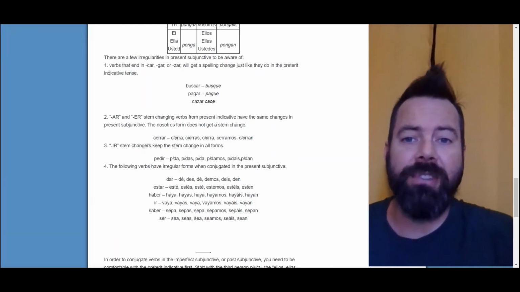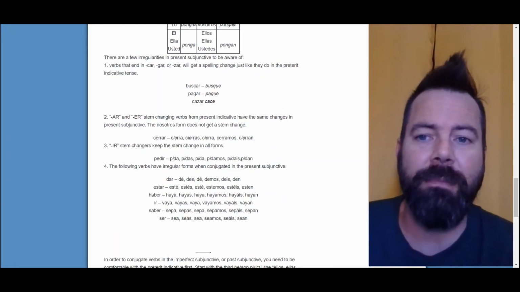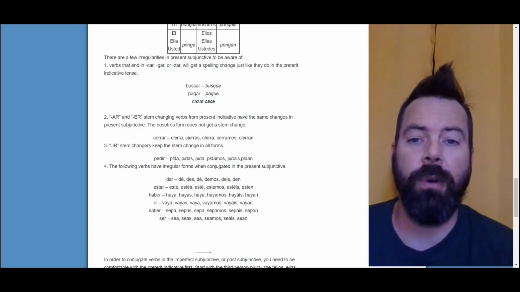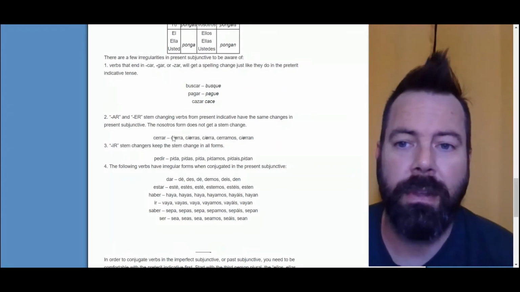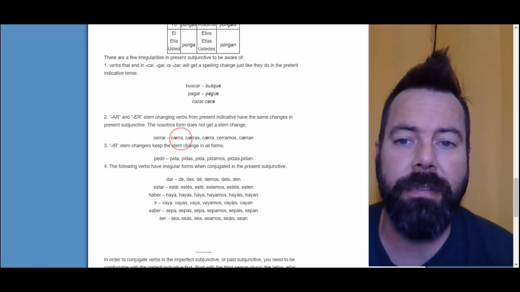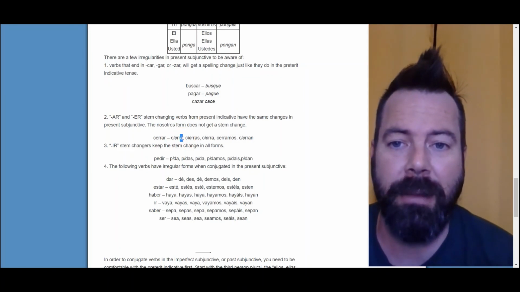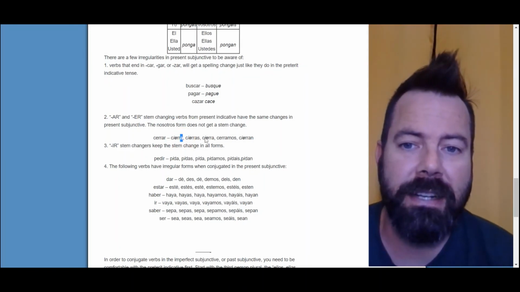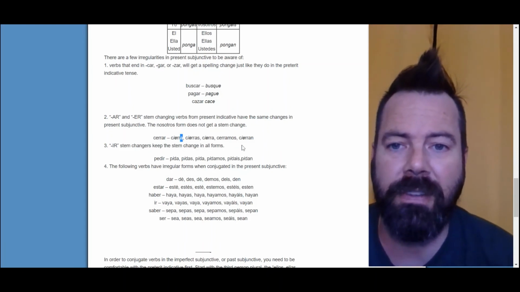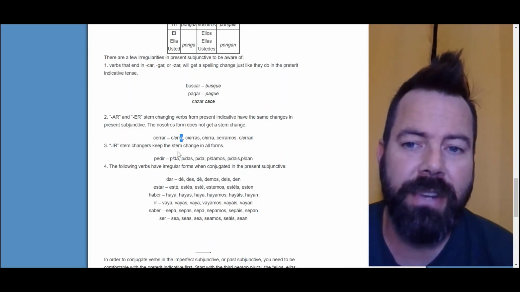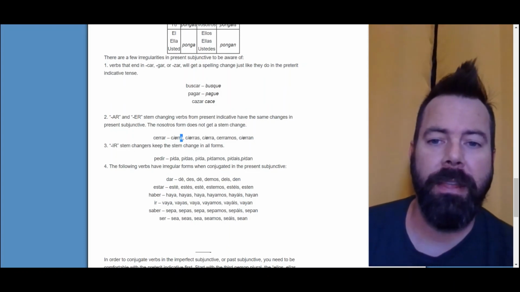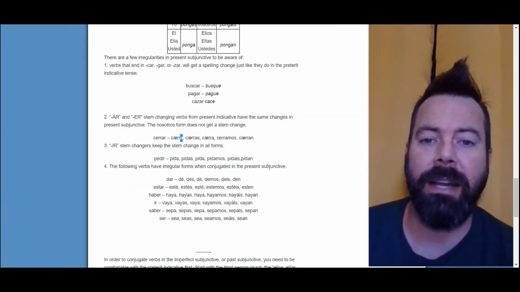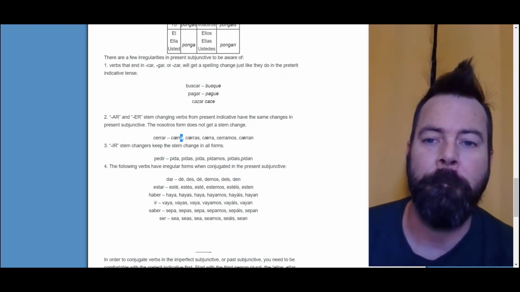AR and ER stem changing verbs from present indicative have the same changes in present subjunctive. So for example, cerrar is going to get cierra. In subjunctive, that guy changes to an E: cierre, cierres, cierre, cerremos, cierren. IR stem changers keep the same stem change in all the forms. So pedir would be pida, pidas, pida, pidamos, pidáis, pidan.